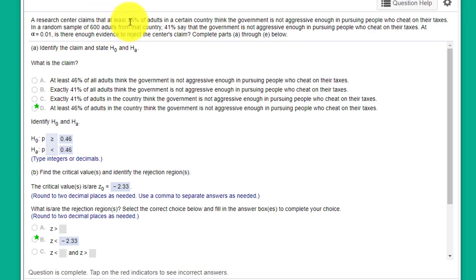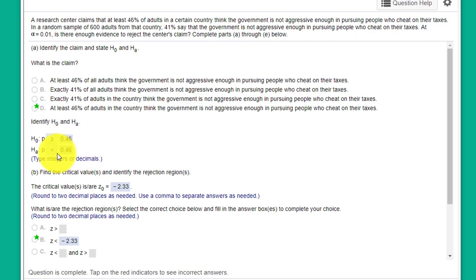The researcher's claim was "at least." Remember in the table that I shared before, the "at least" is a greater than or equal to situation. And since it's a form of equality, that means that this claim has to be the null. And we're looking at that the claim is at least 46%, which is what it says here. And saying it in mathematical form, we've got the population parameter P is greater than or equal to 0.46. And the alternative is P less than 0.46.